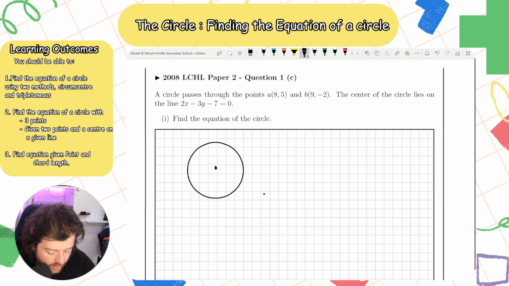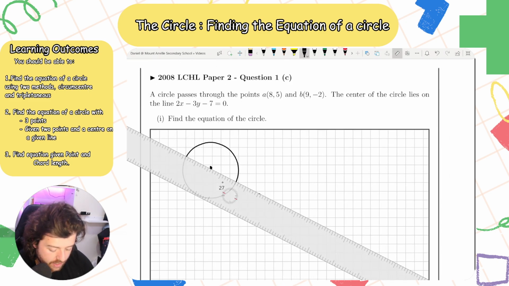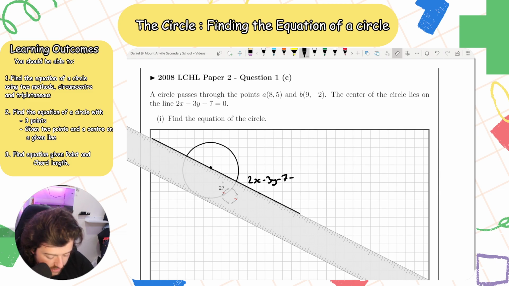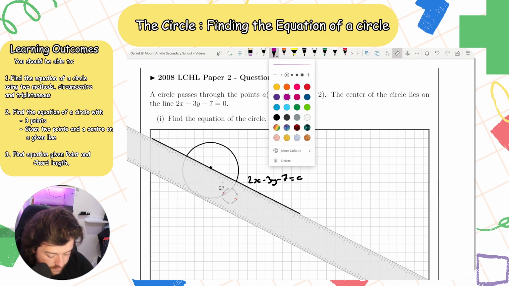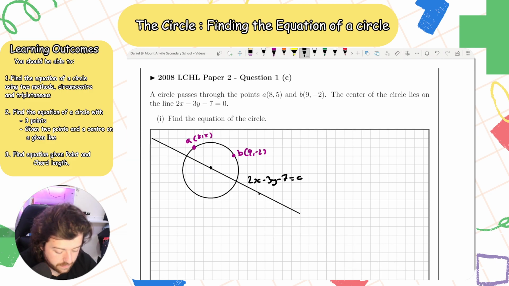Here's my center. A line goes through my center. This line is 2x - 3y - 7 = 0. I have two points on the circle. This is point A, this is point B. So this is (9, -2), and this is (8, 5).